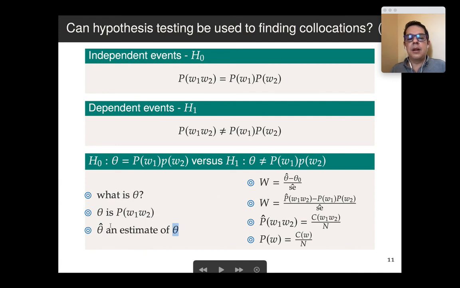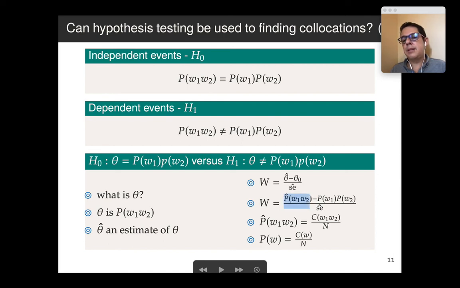So using the estimation, this is the Wald statistic without the absolute values, and we can replace, we know what theta 0 is, we know that it's the product of the individual probabilities, and we want the estimation of P, so we refer here to the estimation of the probability of the words together, and we divide it by the standard error of the estimation of the probabilities.